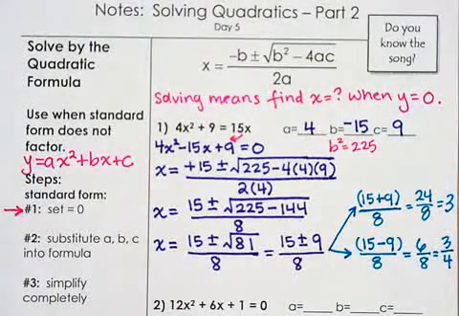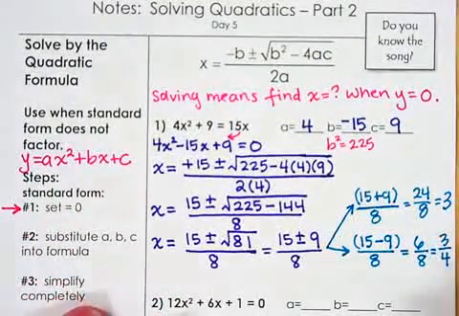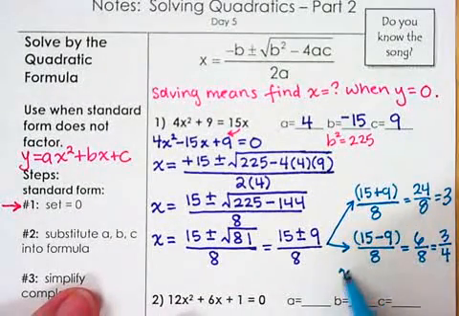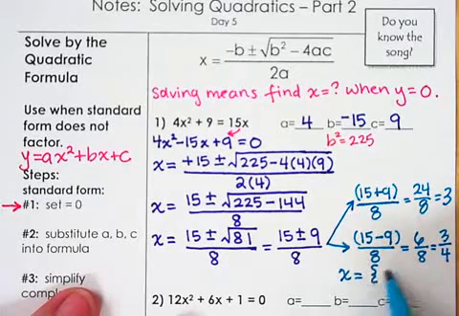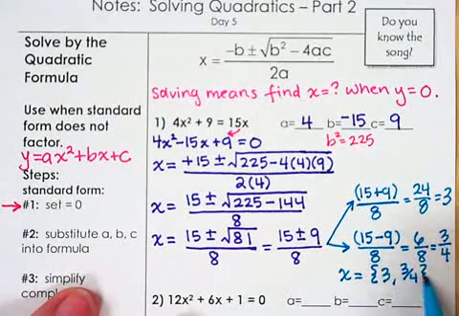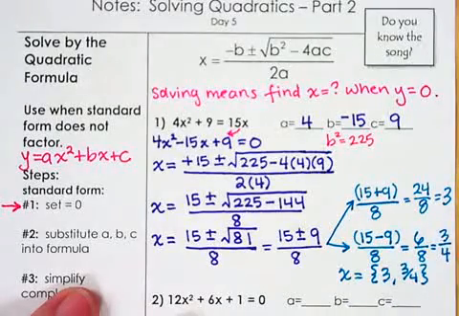And now we're down to the end. So our final solutions are x equals 3 and 3/4. And that gives us our final solution.